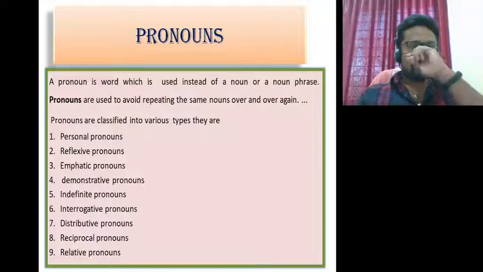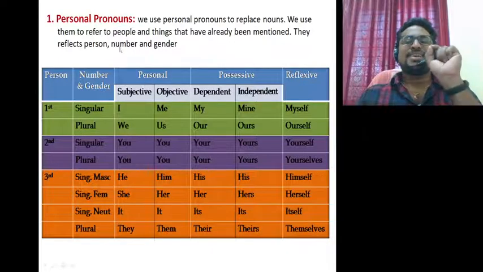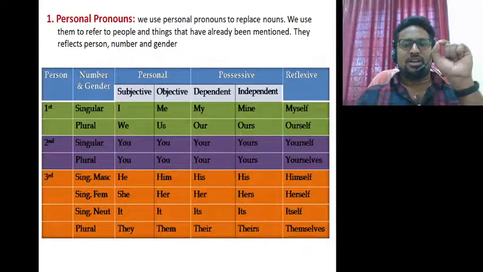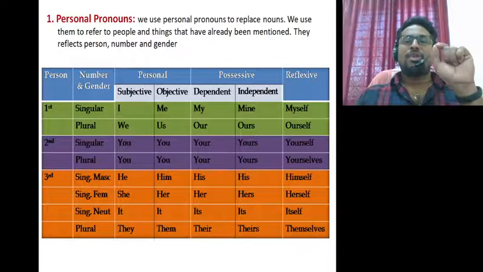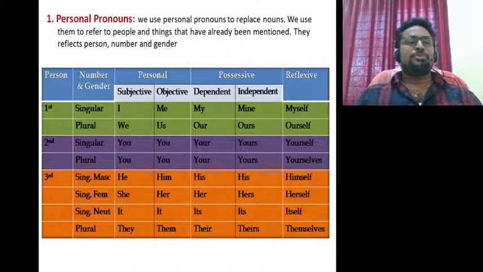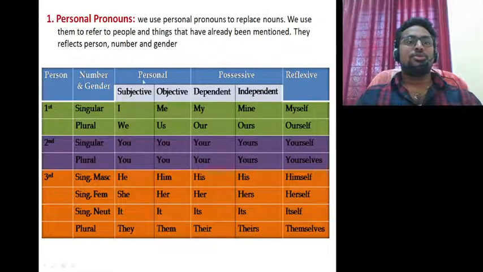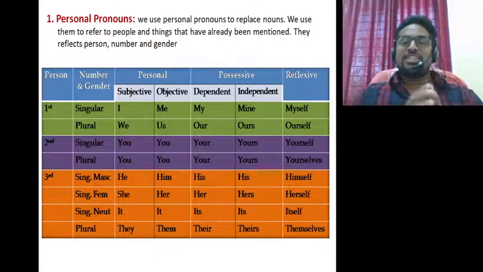First one is personal pronoun. Let us know what a personal pronoun is and where we have to use it. We use personal pronouns to replace nouns. Every pronoun is used to replace the noun and noun phrase. Personal pronouns also replace nouns and noun phrases. We use them to refer to people and things that have already been mentioned. We use personal pronouns to replace the people and things that have already been mentioned in the sentence.